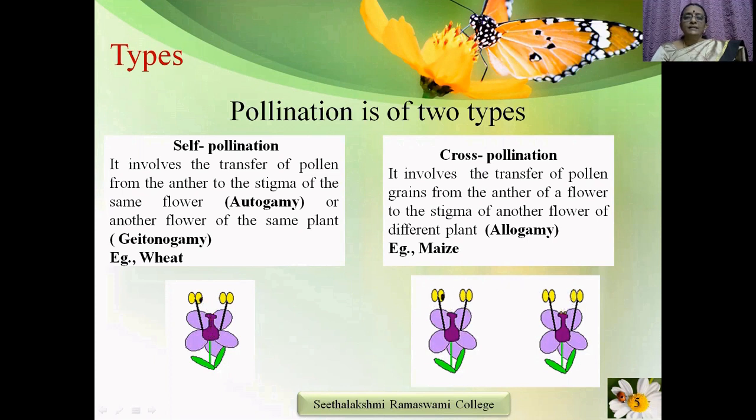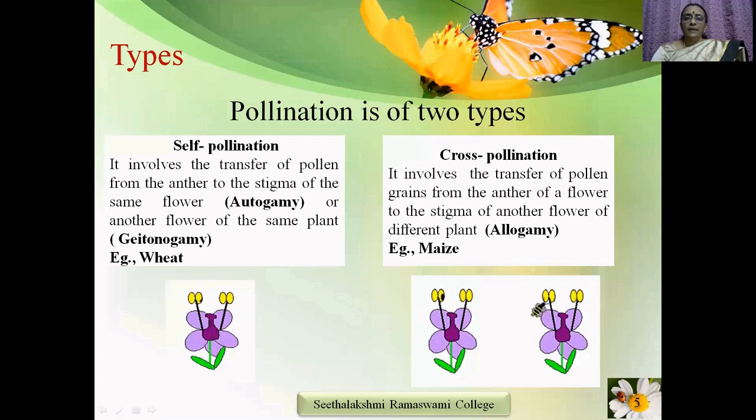Self-pollination involves the transfer of pollen from the anther to the stigma of the same plant. You can see here in the first image, the pollen grain is transferred from the anther of the flower to the stigma of the same flower, which we call autogamy. Auto means self, gamy means fusion. Autogamy, self-fusion. Or it may also be between this flower and another flower of the same plant, which we call geitonogamy. For example, wheat.